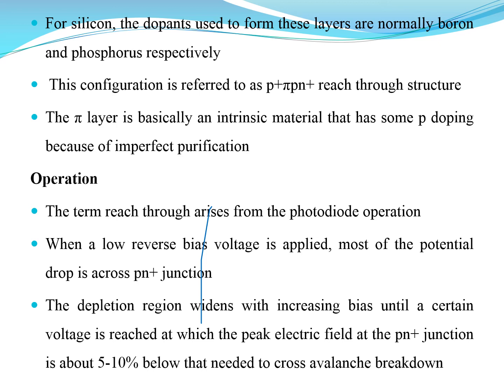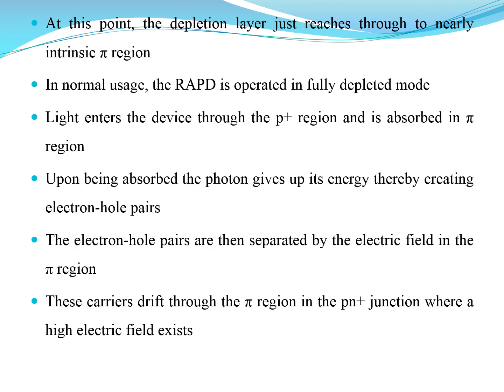Due to the high electric field at the P n plus junction, it is raised to a value 5 to 10% below that needed to cross the avalanche breakdown voltage. That is a very important point. At this point, the depletion region just reaches through to the nearly intrinsic pi region. This is the 5 to 10% voltage we look into, and it is essential in order to reach through this intrinsic region.